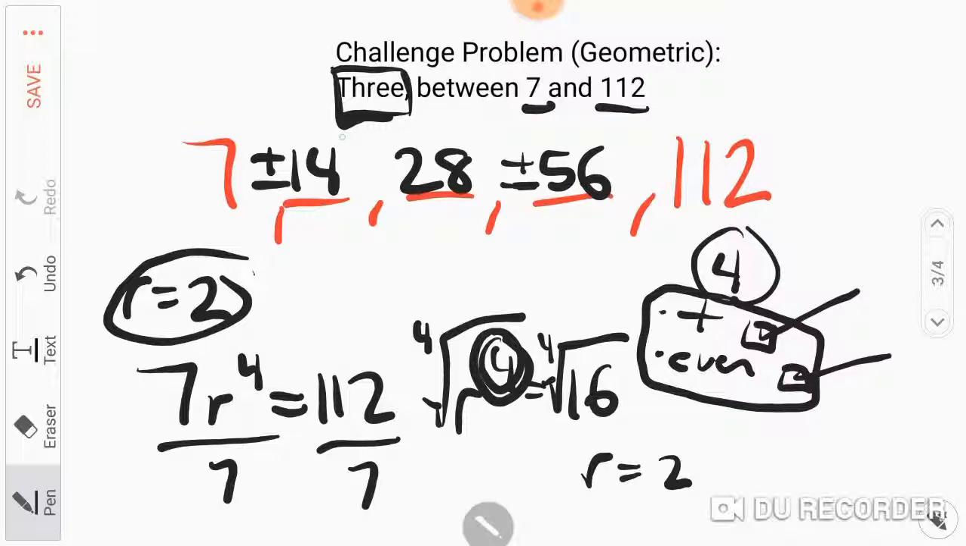So now here, we have 7, positive or negative 14, because remember, this exponent for our ratio was both positive and even. So we have positive or negative 14, and then positive 28, because if you multiply by negative or positive, you get positive. Or if you square by negative or positive, well, yeah, you get positive. And then positive or negative 56. And then our last term of 112.